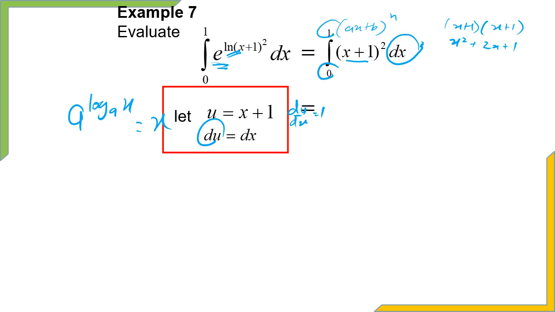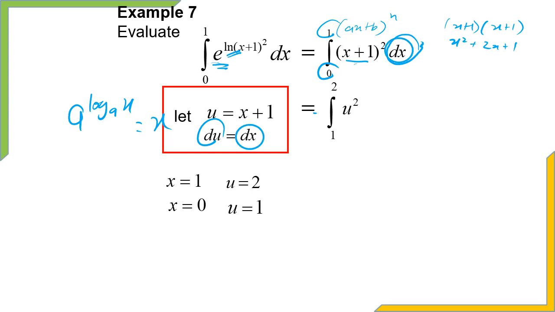So when x equals 1, what is u? So u equals 1 plus 1, which is equal to 2. When x equals 0, u equals 1. So we have the new limits when it is u. So what we need to do is to replace x plus 1 by u. So u squared multiplied by du, because dx is equivalent to du.